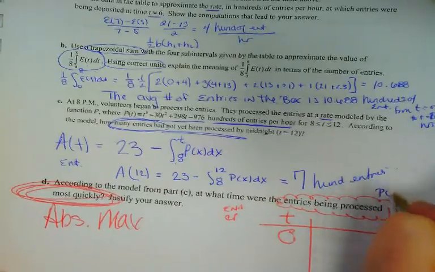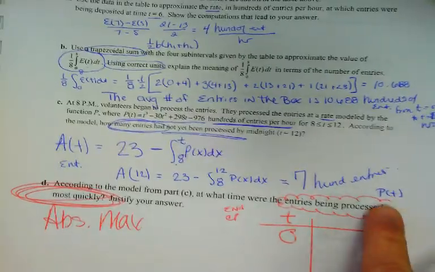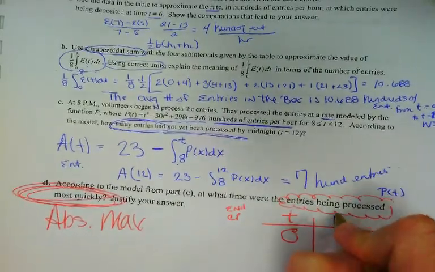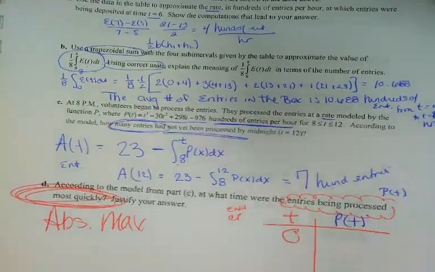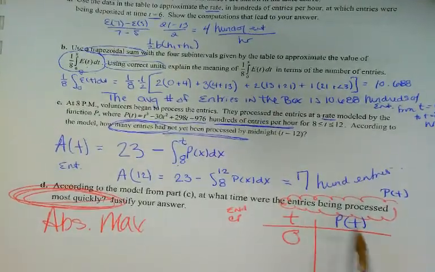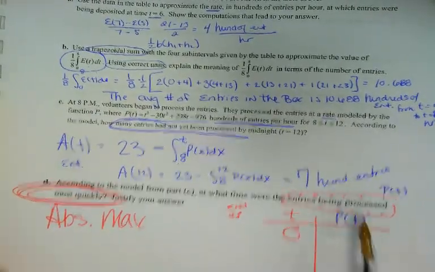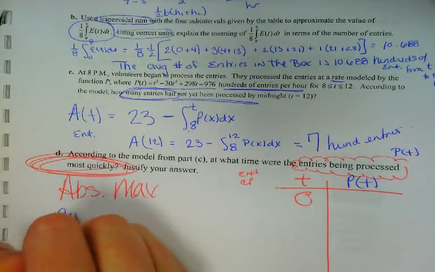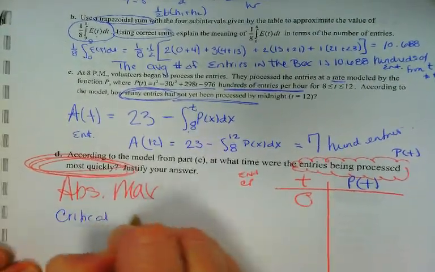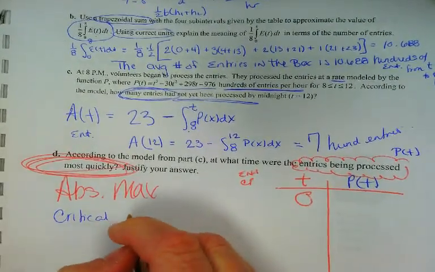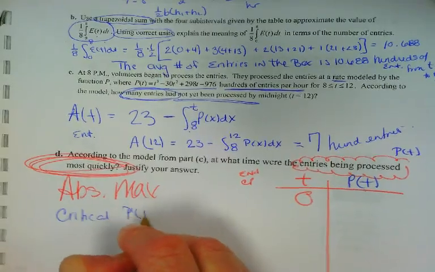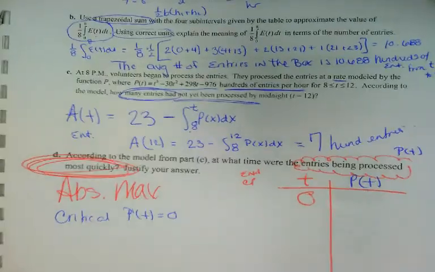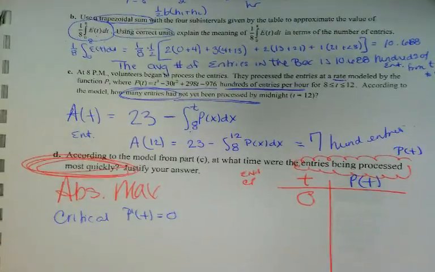P of t. Okay, so we're talking about function P of t. That's what's going to go here. I want to know when they were processed most quickly. Now I have to get my critical points. So again, a critical point is when the derivative equals 0. So I'm going to set that derivative equal to 0.